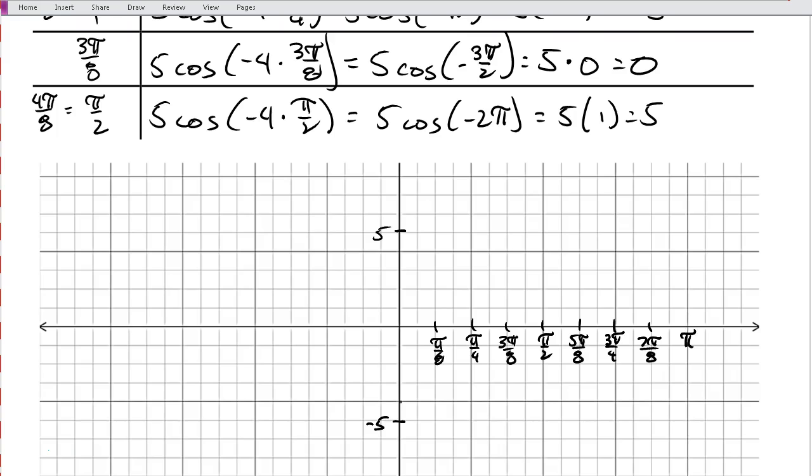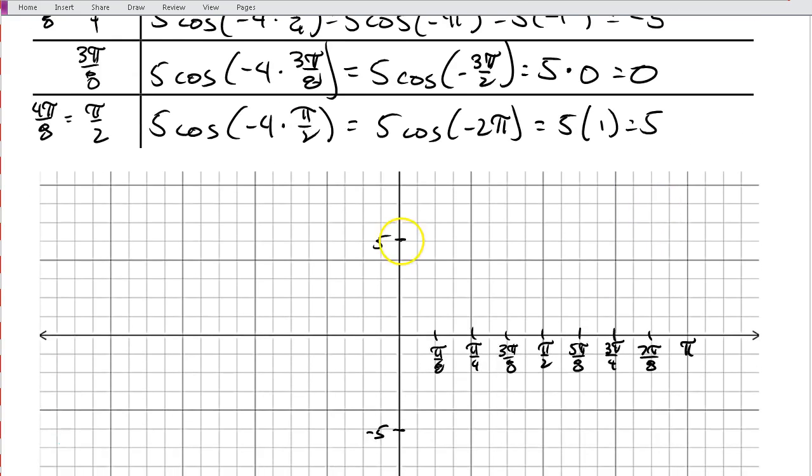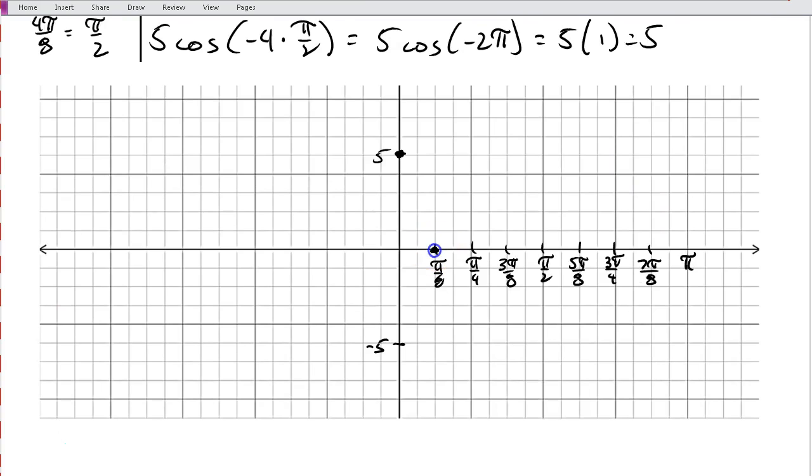Okay, and I've got 0, 5, and then pi over 8, 0, and then pi over 4 is negative 5, and then 3 pi over 8 is 0, and pi over 2. Okay, so be very careful here. This might take a little bit of getting used to, but we're going to dot in this cosine curve, because it's not really part of the secant curve, but we're going to use it to help us.